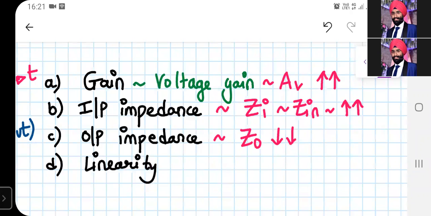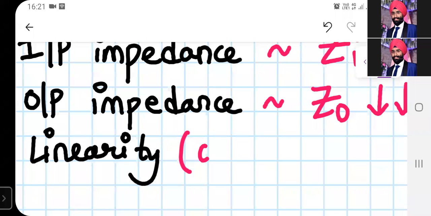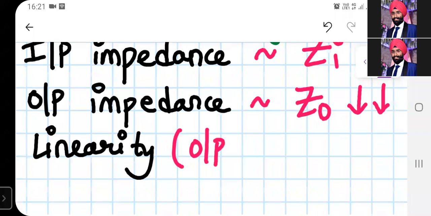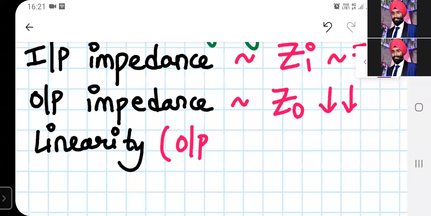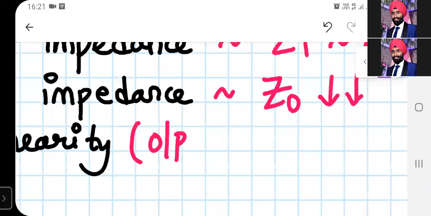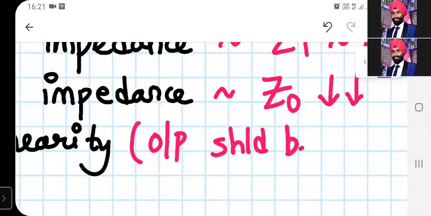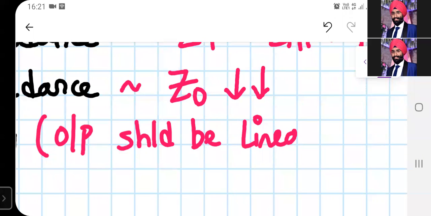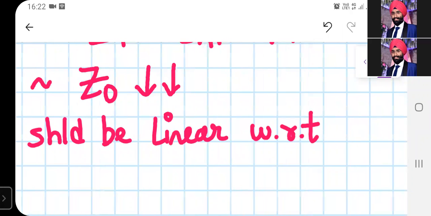And what do you mean by linearity? Linearity means the output which I get at the output of an amplifier should be linear with respect to input.